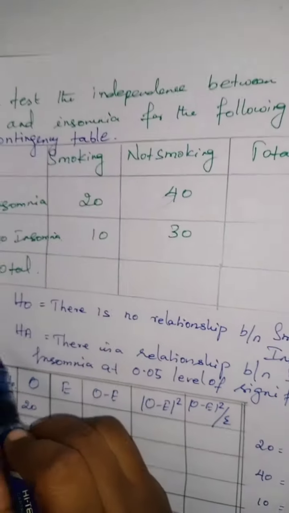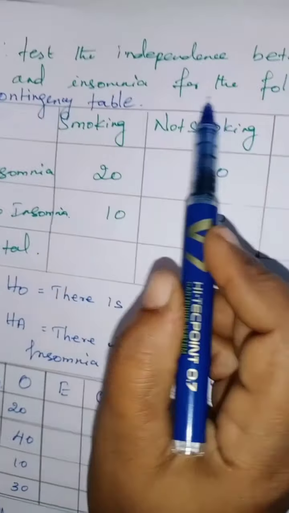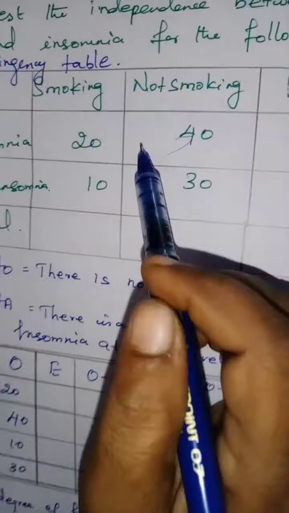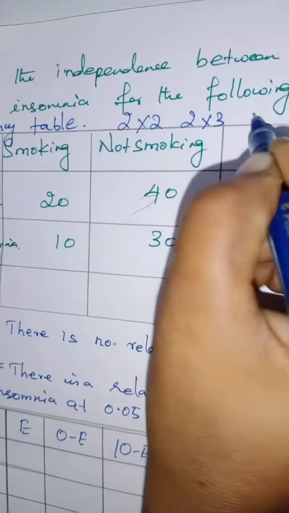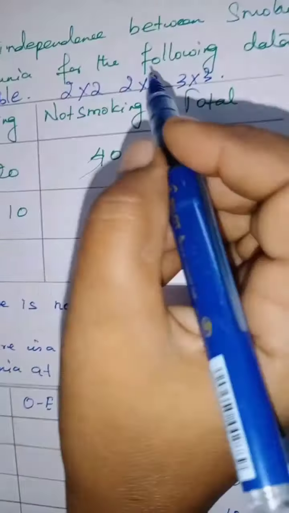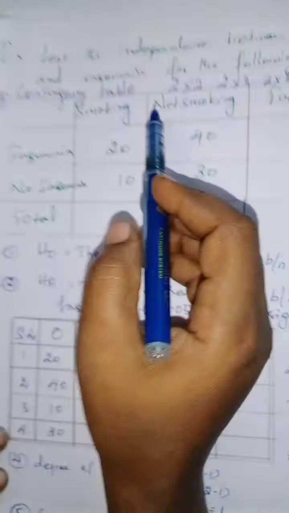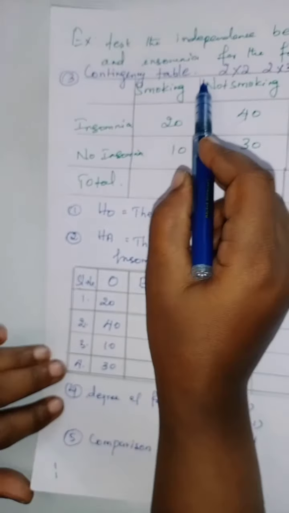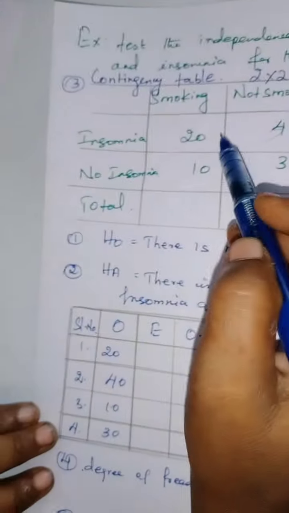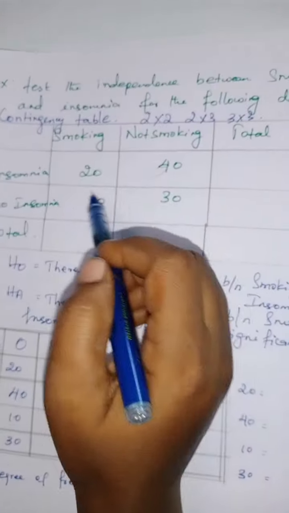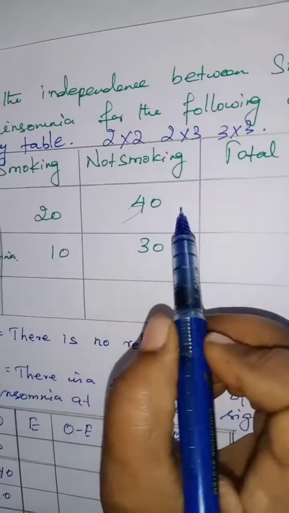The third step is to make a contingency table. A contingency table is nothing but a table made for the given data. This table may be a 2 into 2 table, or 2 into 3 table, or 3 into 3 table, like that. But for our example we are making a 2 into 2 table. Here smoking is present or not in the top, and here we have insomnia present or not, categorized in the column.